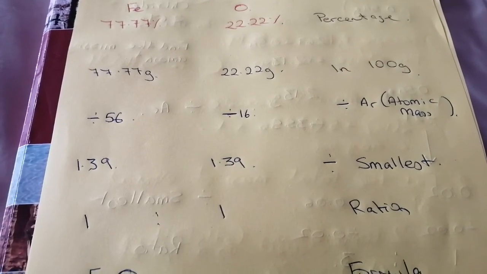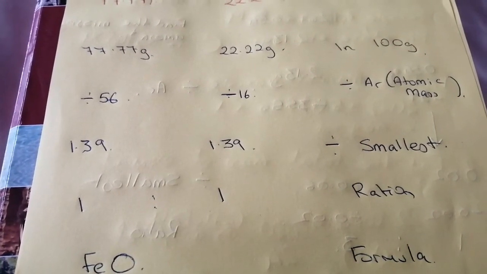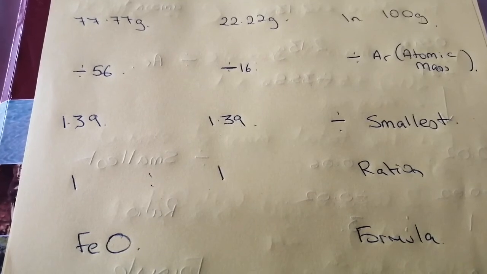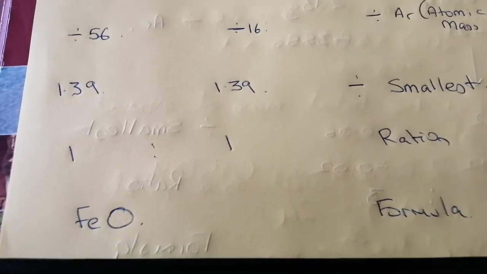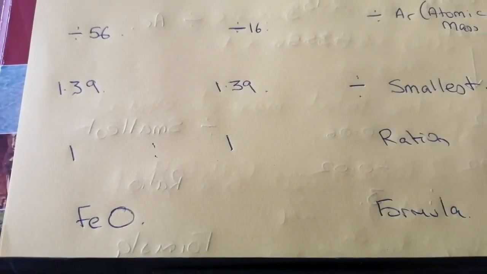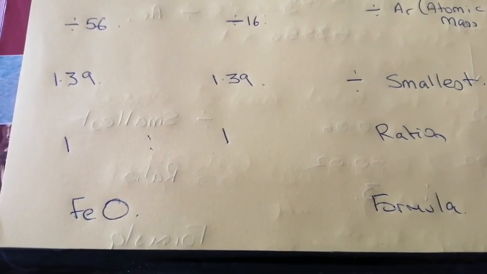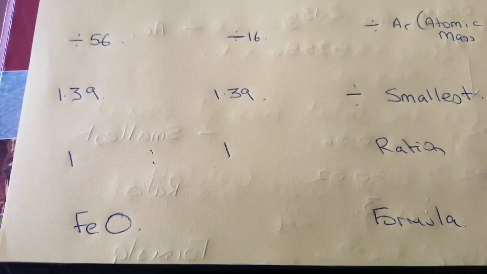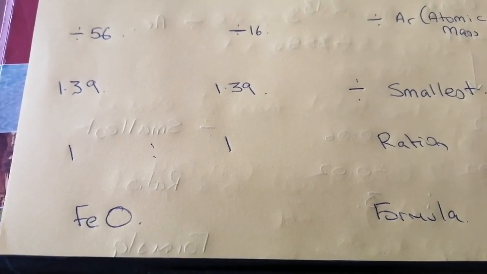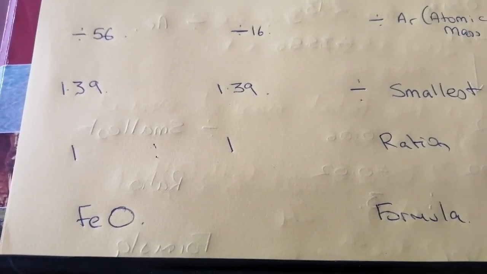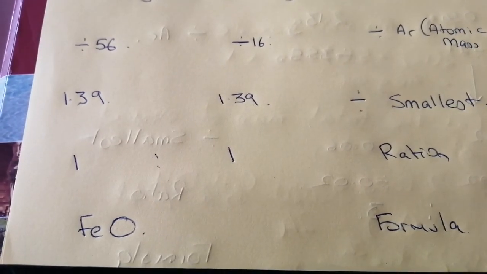Okay, first thing, change it to grams. Second thing, divide across by the atomic mass. Third thing, divide across by the smallest number. Okay, and that will give you the ratio in your formula. Okay, so just those 3 simple operations, handy things to do to pick up a few marks. Okay, I'll move on to a slightly more difficult version in the next video.